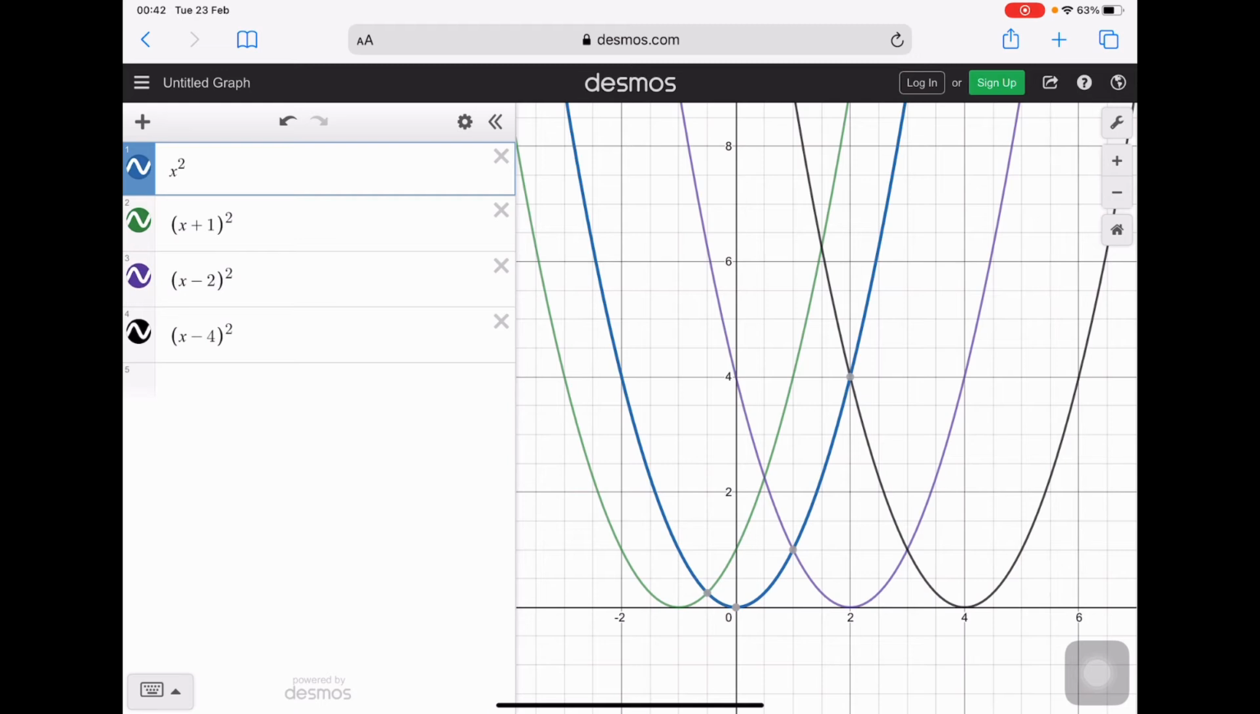So here we can see these 4 functions all being plotted on the same set of axes. So here we have x squared, which of course goes through 0, 0. (x plus 1) squared will have its repeated root at x equals negative 1. So it's been shifted 1 place to the left. So plus 1 means a shift of 1 place to the left. So translation, 1 unit to the left.